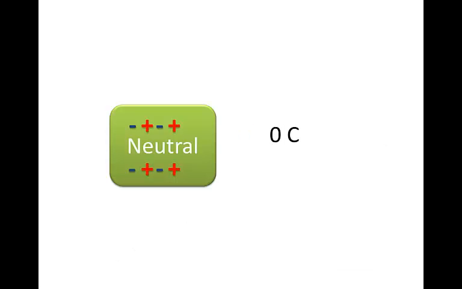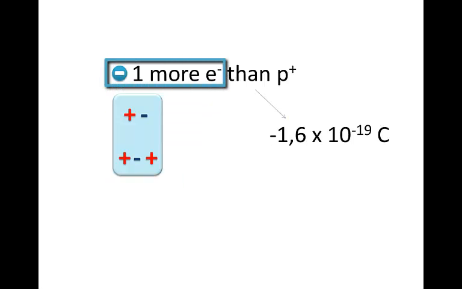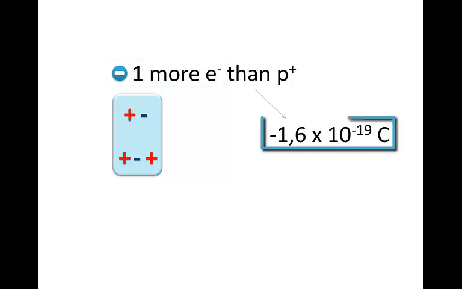Now here we have a neutral object. The neutral object doesn't have any extra or fewer electrons compared to protons, and so its charge is 0 coulombs. Now let's imagine that to this neutral object we add just one electron, so that now the object is negatively charged by just having one more electron than proton. Then that object would have a charge the same as the charge of an electron, minus 1,6 times 10 to the power minus 19 coulombs.